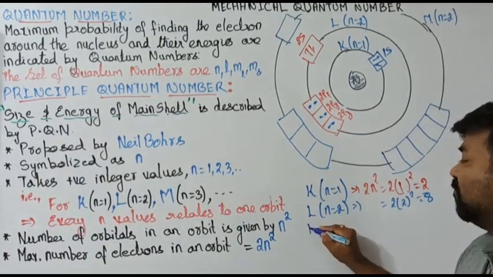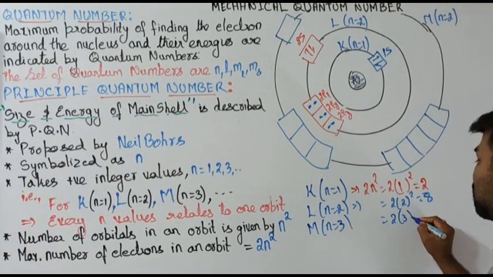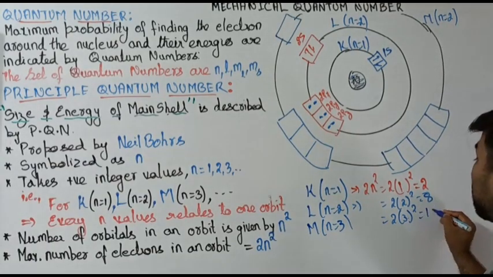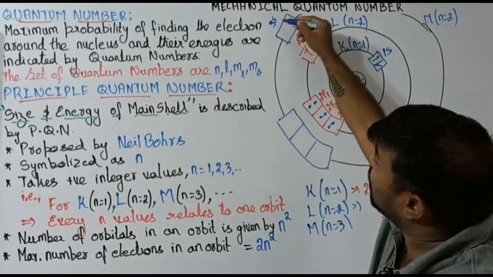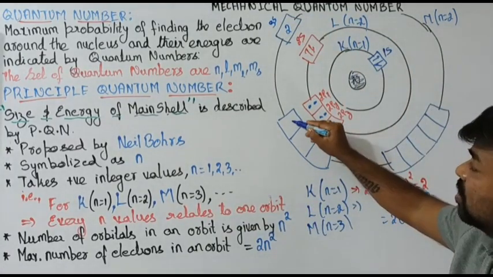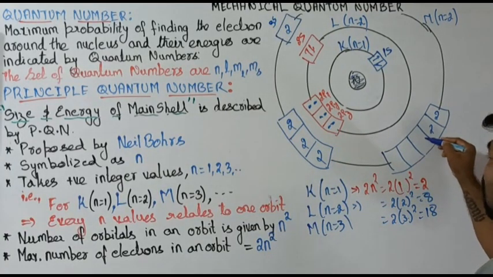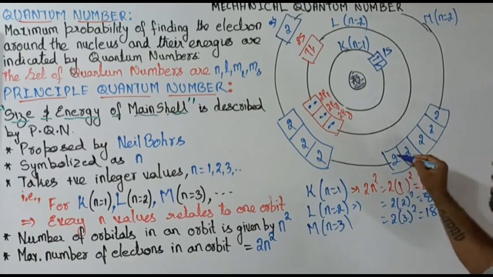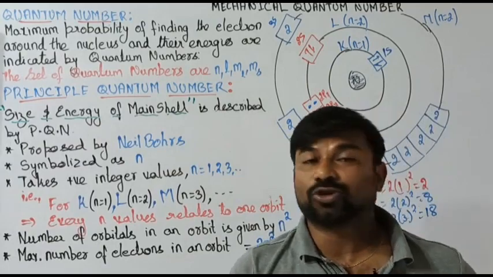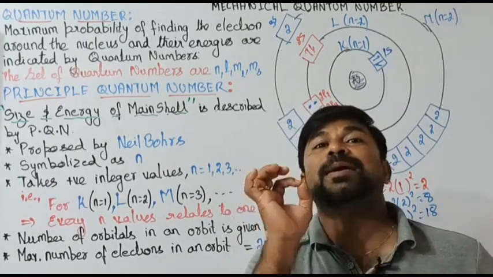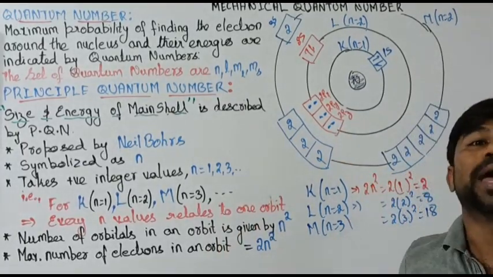In the same way, if you go for M, it's nothing but n is 3, and the formula is 2 times 3 squared, 3 squared is 9, so it is nothing but 18. If you check it out, in the 3s we are having 2 electrons. Here we are having 2, 2, and 2, and all together, if you count the number of electrons everywhere, 10, 16 plus 2, totally 18 electrons are there. So that's a clear explanation that the number of electrons present in a single orbit is given by the formula 2n squared.